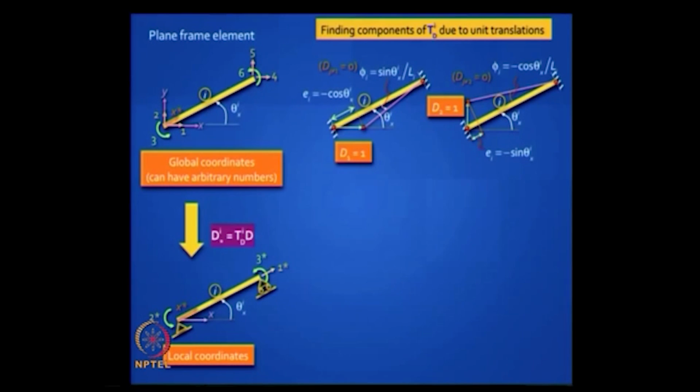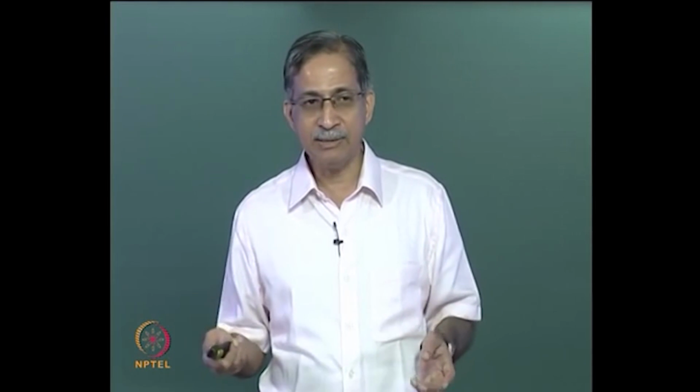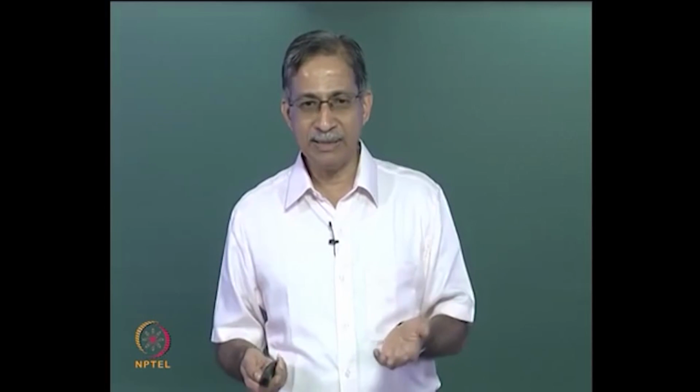Alright, so it is either cos theta or sin theta. If you get an extension, give a positive sign. If you get a contraction, give a negative sign. It is very easy. So you can generate this by pushing one at a time. I have shown here the translation effects.